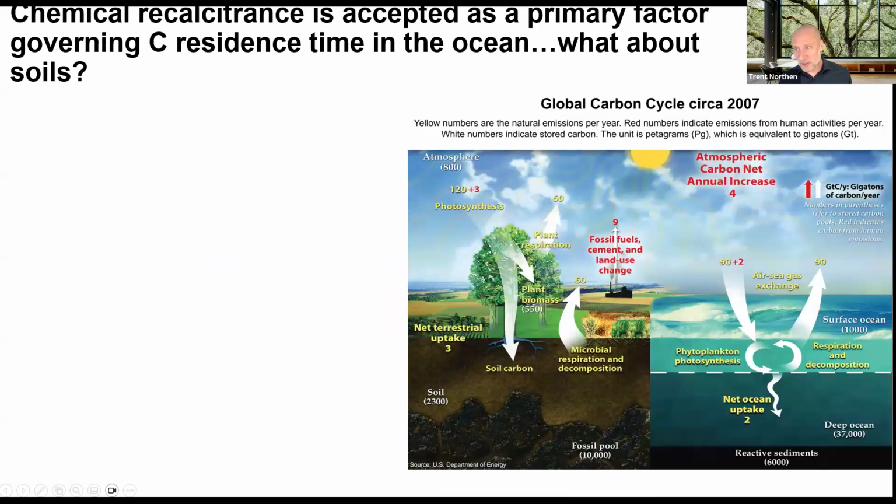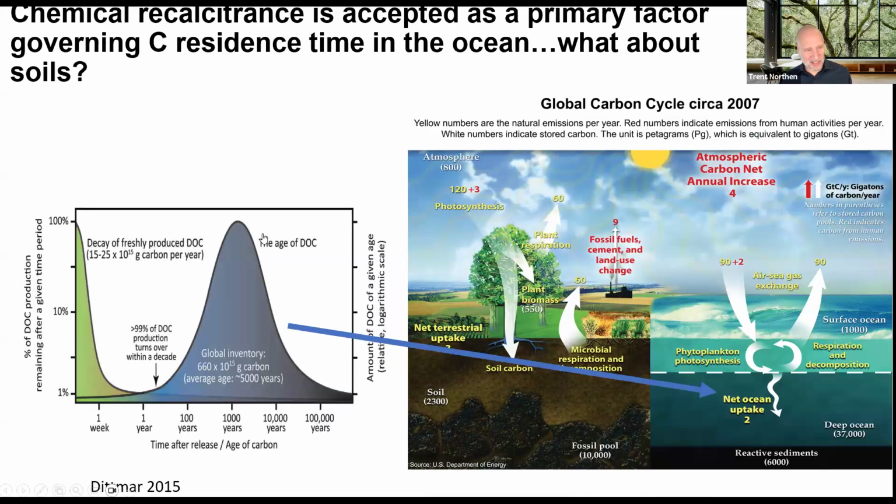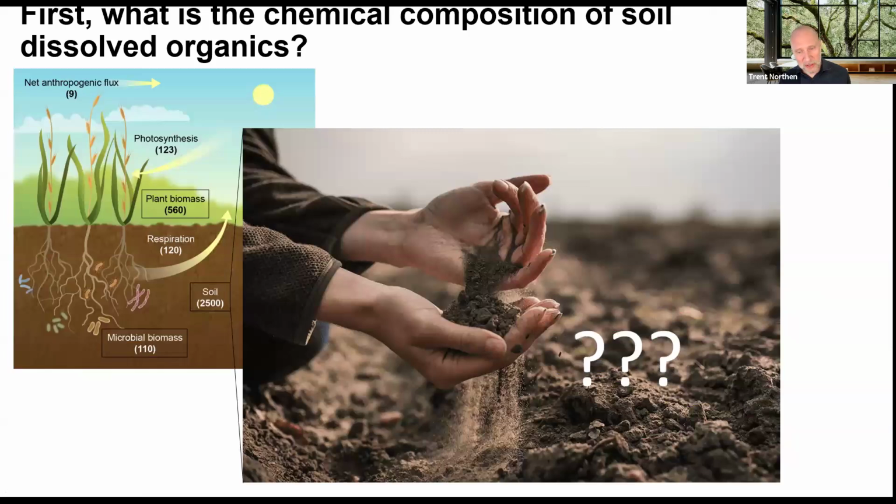So in the ocean, which Daniel's an expert about, it's pretty well accepted that there's some carbon that lasts for thousands of years, through multiple cycling of the ocean. And this is because of the chemistry, the actual chemical structure of the carbon. In the soil, there's no consensus about this, whether this is an important factor or whether it's not. So the first question we have to ask is, what is the chemical composition of soil?